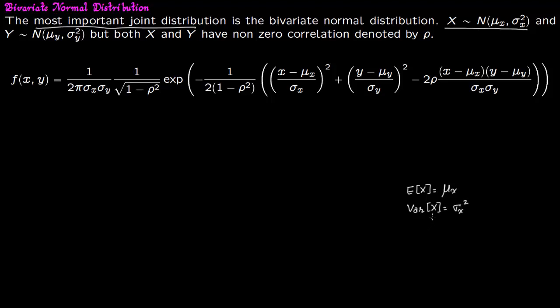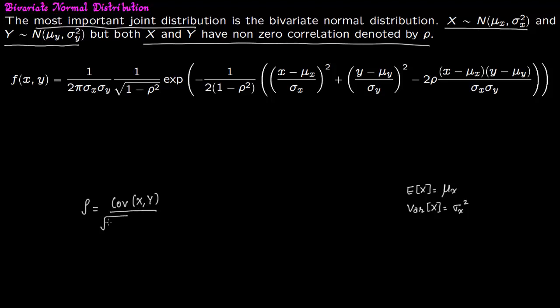sigma x square. And y is also normally distributed with mean mu of y and variance sigma square y. But both x and y have non-zero correlation. So x and y are not independent. Remember, correlation is nothing but covariance of x comma y divided by square root of variance of x times square root of variance of y. So this long expression is the joint density function when x and y have non-zero correlation.